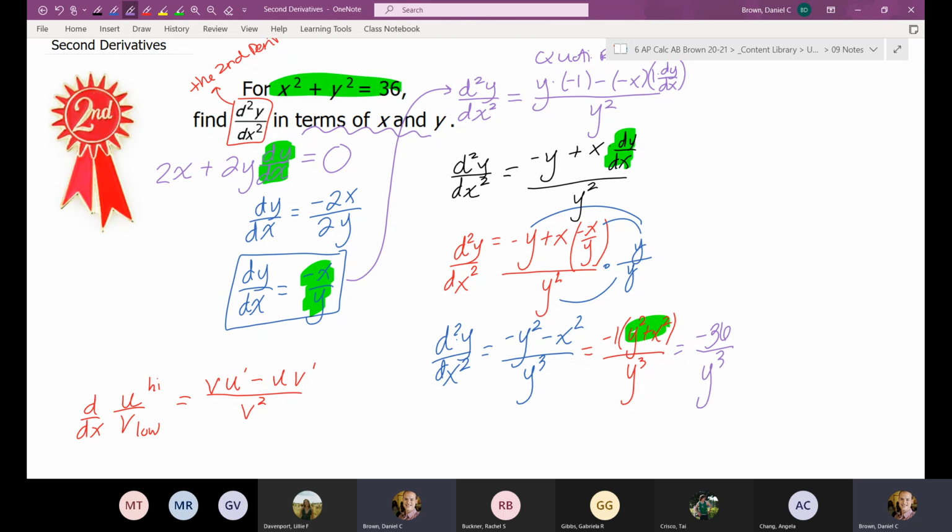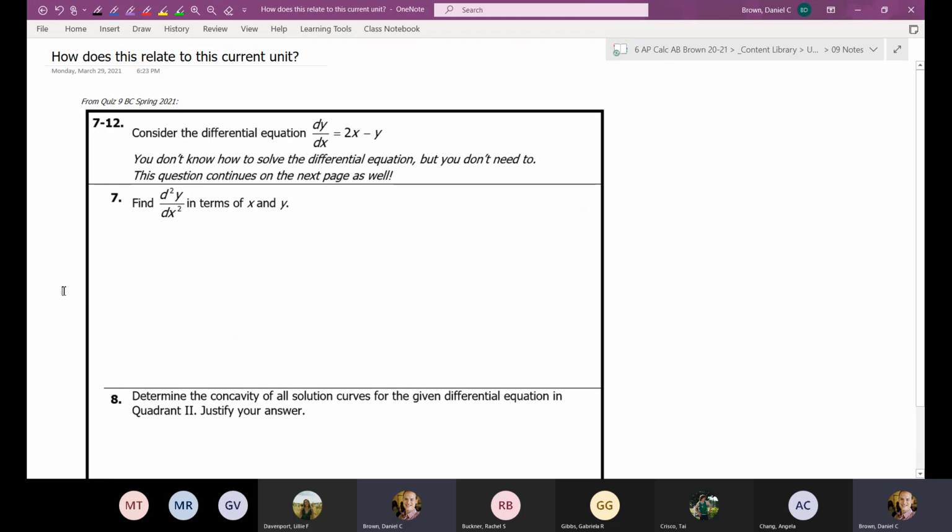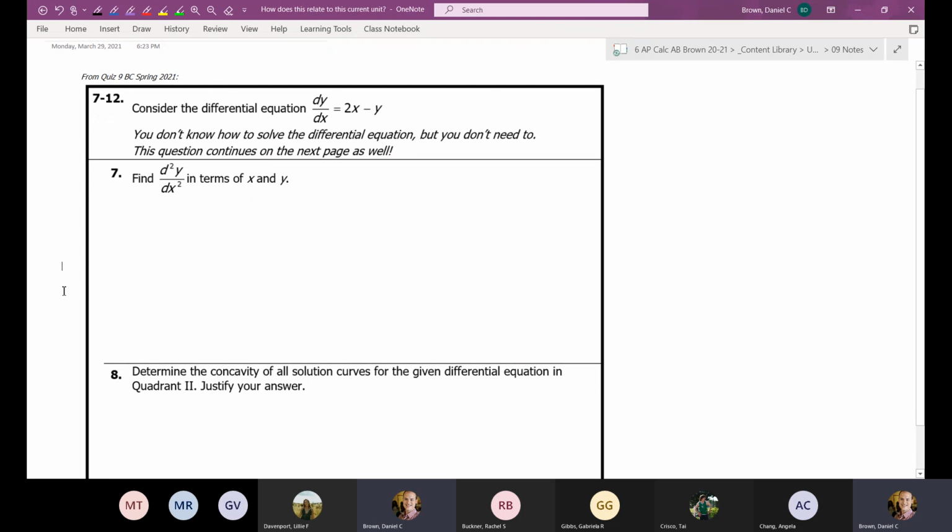Why did I just take time reviewing implicit? I mean, one, AP exam, good skill to know. It does show up though in this unit. To show you where it shows up, this is actually copied from my BC quiz from Unit 9 that we had a little bit earlier this semester. I just copied these two questions so you can see where implicit shows up in these types of problems. So we have this differential equation.